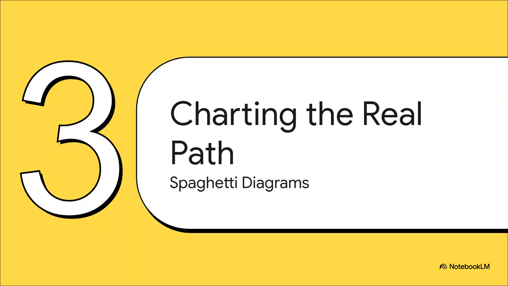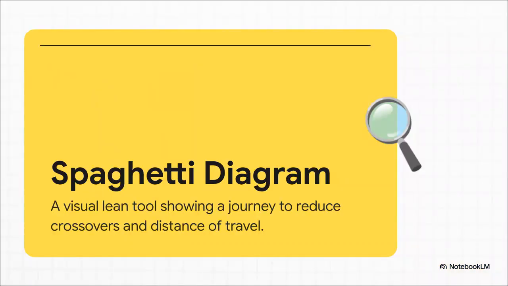and I mean painfully, visible. It's called a spaghetti diagram, and trust me, it's for a very good reason. You literally take a floor plan of a workspace and draw a line that follows the path a person or a product takes to get a job done.